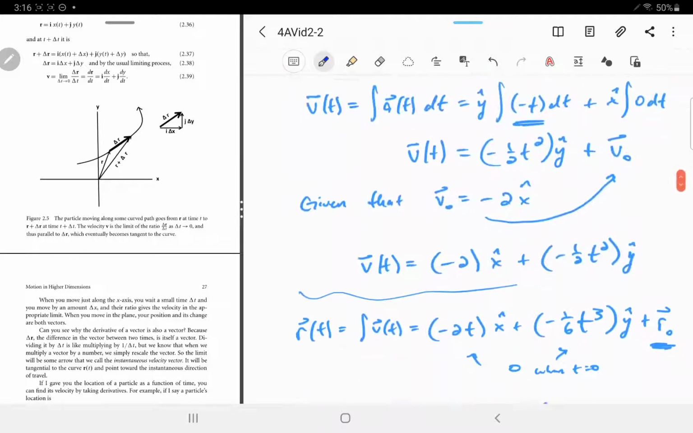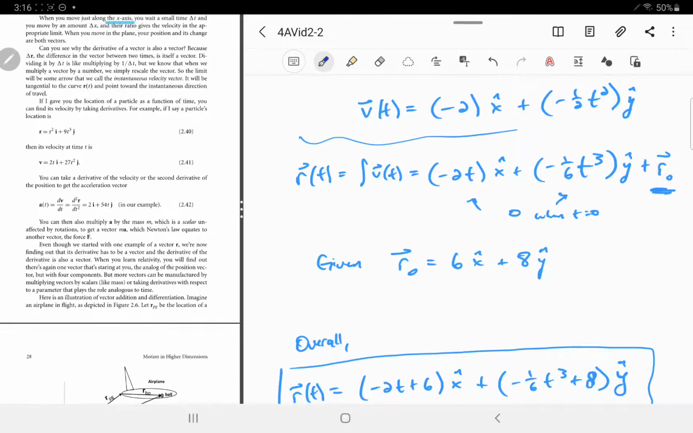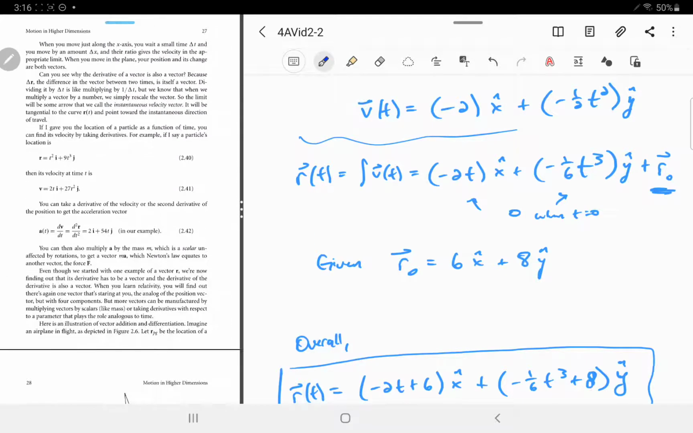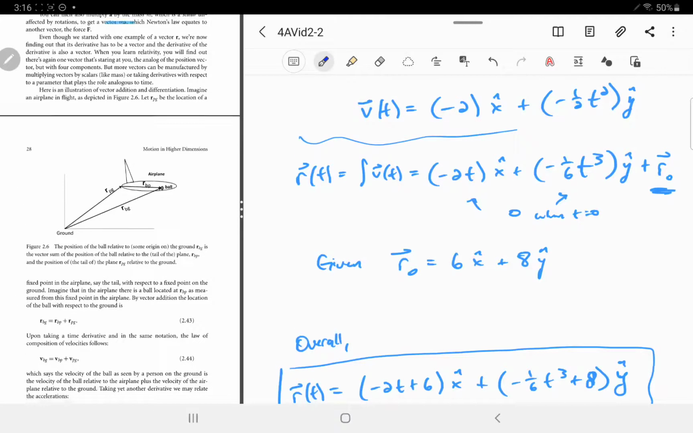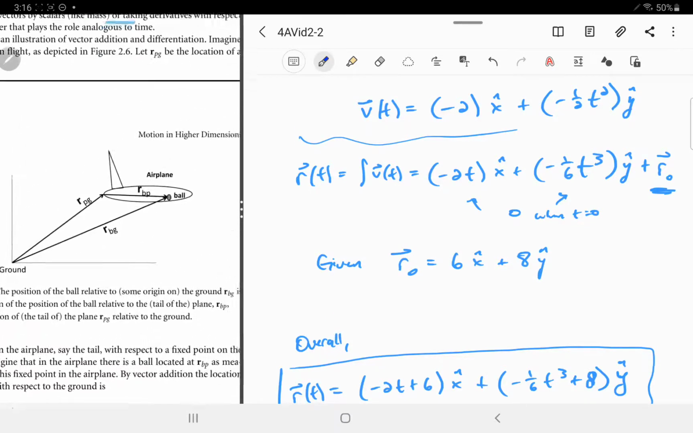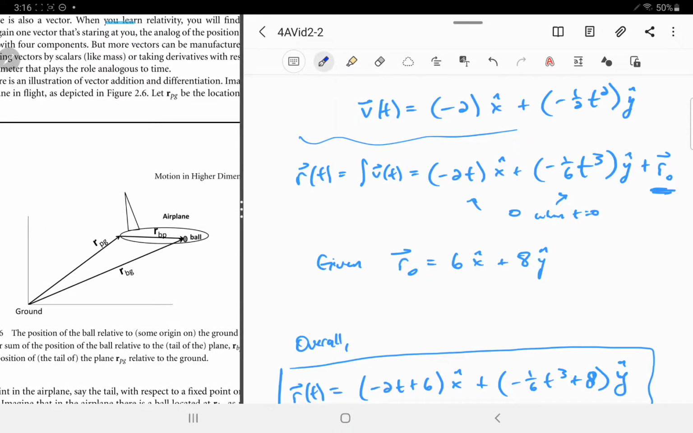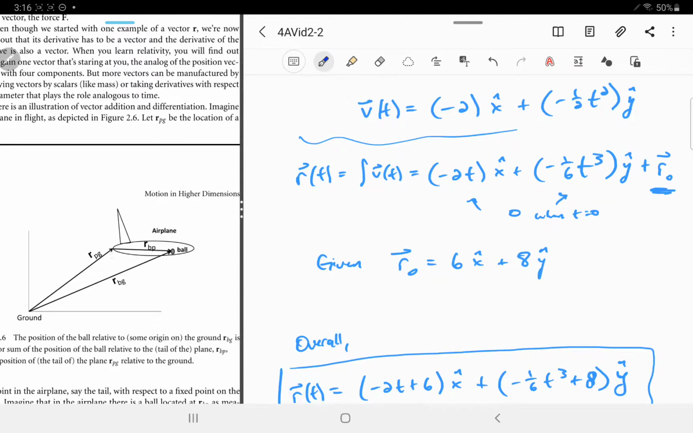All right, good. Now the next thing your book does is it talks about how you can have a position vector, and then just using vector addition, you can chain together these position vectors, right? So the example in the book is the plane relative to the ground.